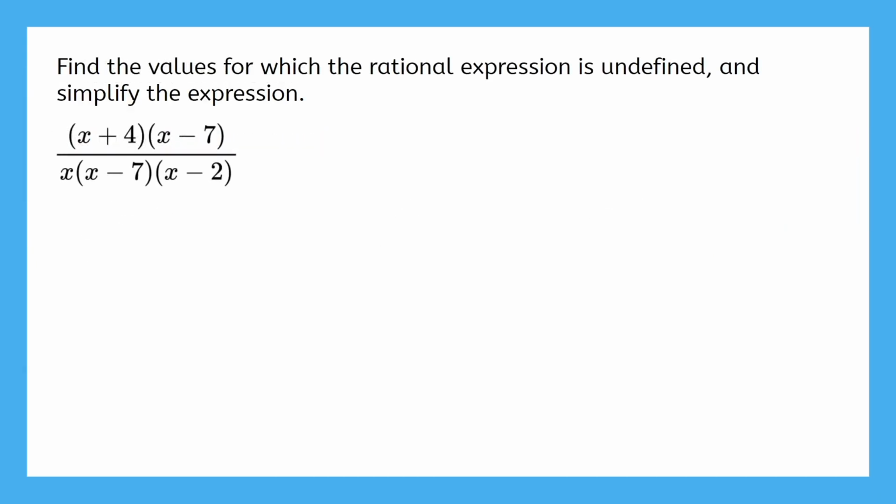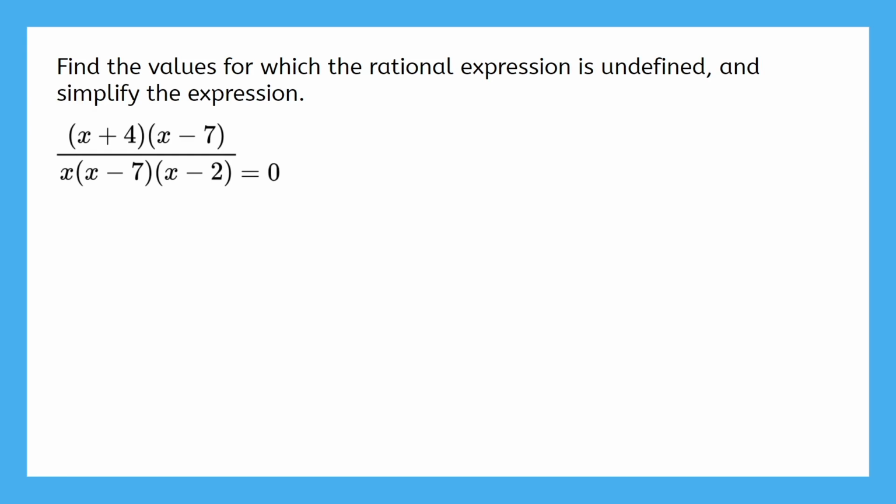So now that we know what a rational expression is, let's try some examples. Our first example says to find the values for which the rational expression is undefined and simplify the expression. All right, first we want to find where this expression is undefined. But what does that mean? A function is undefined if the denominator equals 0. Can't divide by 0, right?